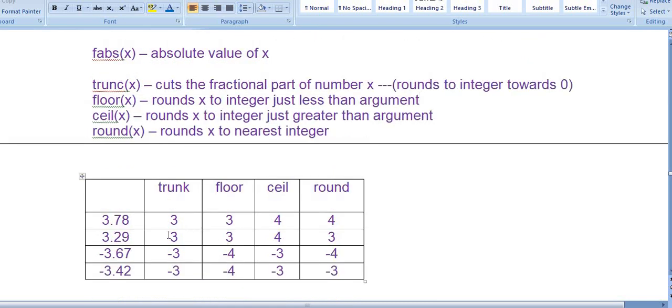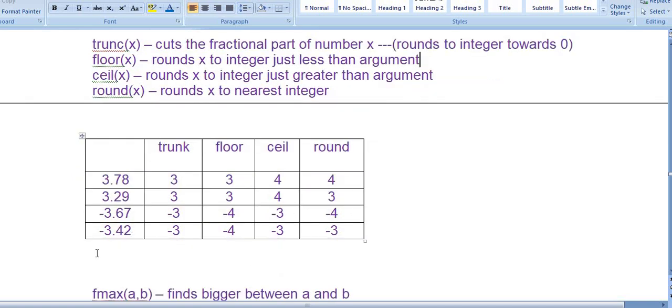Now for that, look at this table. Suppose the value is 3.78. With trunc, the .78 is completely dropped. With floor, it goes to the nearest lower integer, that is 3. With ceil, the nearest upper integer, so 4. And rounding means it checks whether the fractional part is bigger than 0.5 or smaller than 0.5. Bigger than 0.5, then towards 4. Smaller than 0.5, for example here 3.29, it will go to 3.